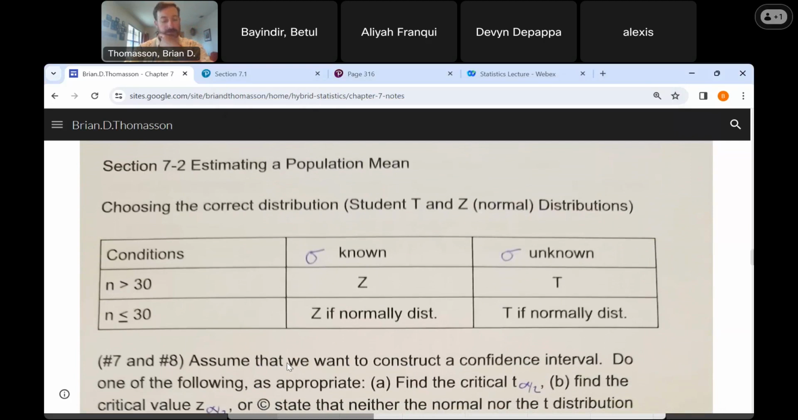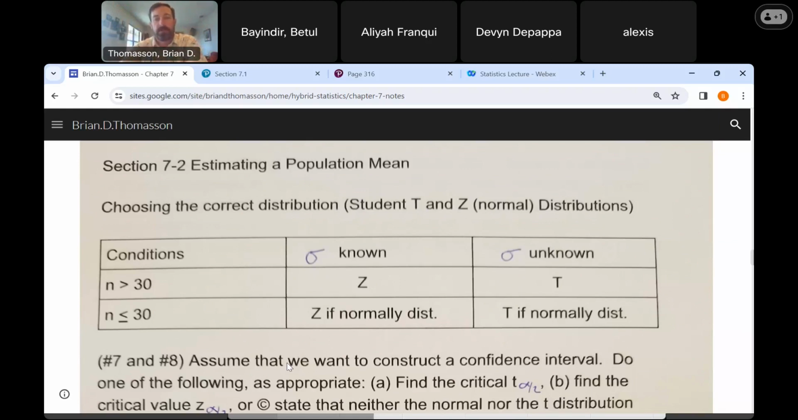Okay. So now we're going to go into section 7.2. Now 7.2 is very, very similar to the first section. The only difference now is instead of talking about proportions, we're talking about means. Okay. Same idea. We find our point estimate. We go two standard errors in either direction to build a net, and we try to capture the population mean. Same idea. We just have a different formula because we're talking about mean versus proportion. Okay, it's the only difference.